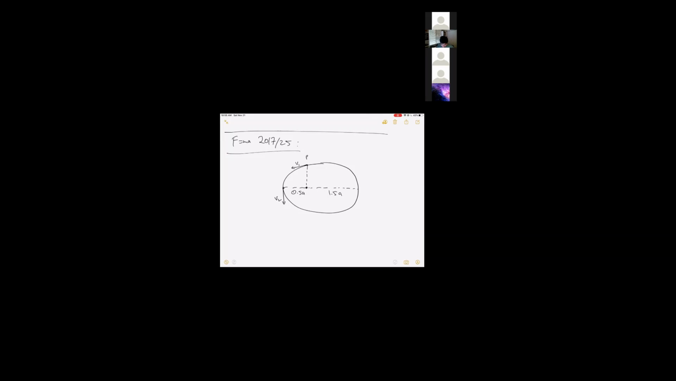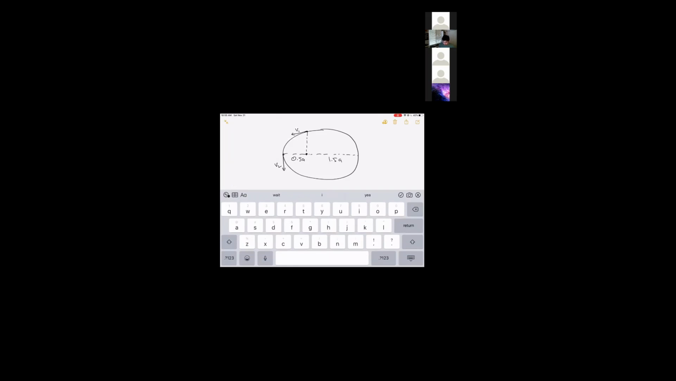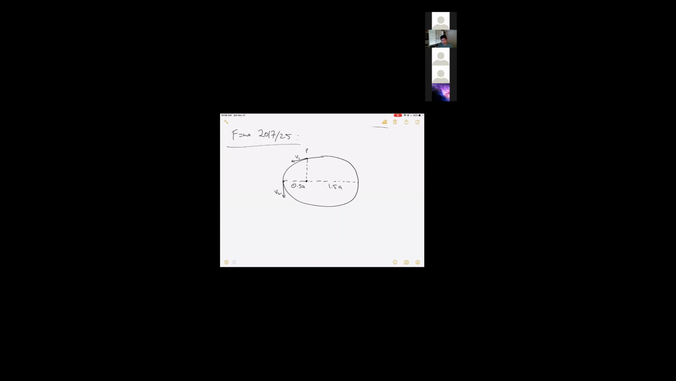Okay. So let's solve this problem. What fact should we try to use here? Okay, somebody mentions vis viva. Yeah. So in fact, what we're going to use is energy conservation. Angular momentum is conserved. That's a good fact. We'll see if that ends up being used.